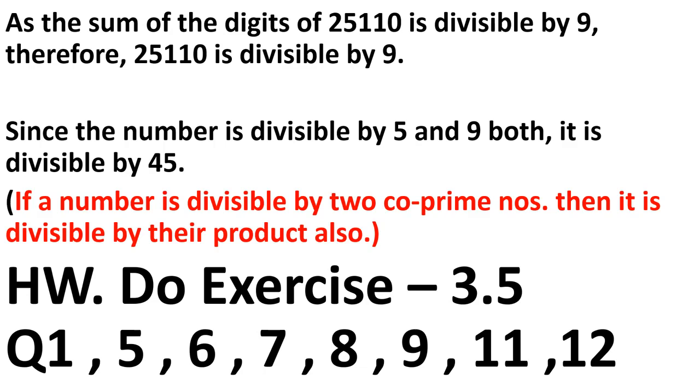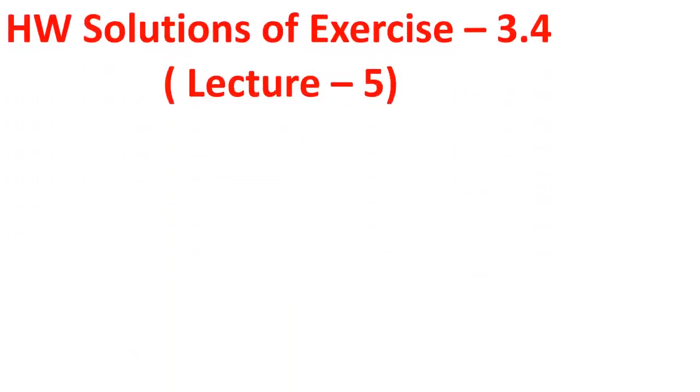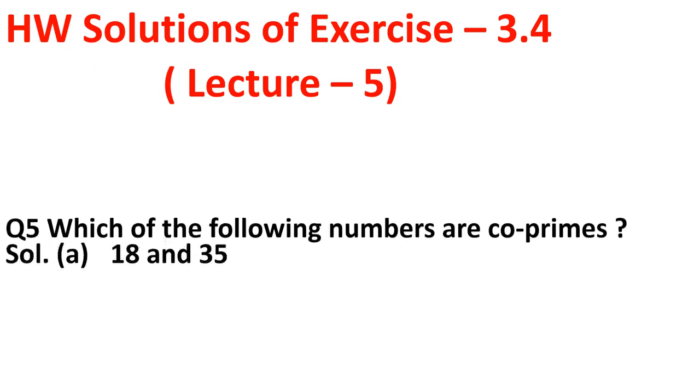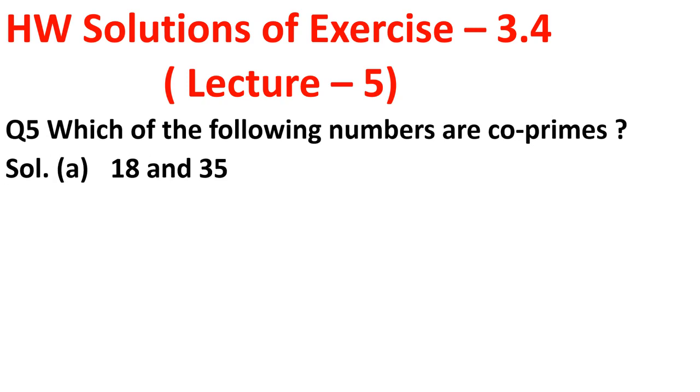Now see the homework solution of exercise 3.4 that I gave in lecture number 5. Only one question was given in the homework, but there are various parts. The question was, which of the following numbers are co-prime? Again, the definition of co-primes: 2 numbers are said to be co-prime if their common factor is only 1. Now see the A part.